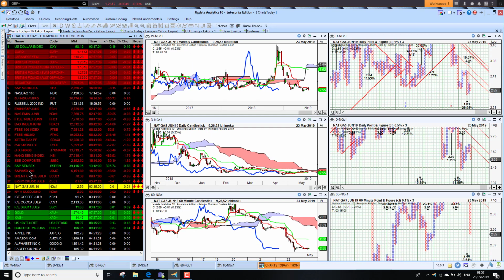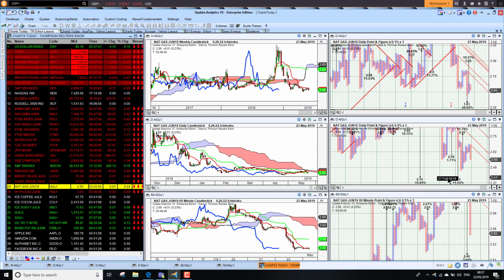US nat gas sitting at $2.55, so teetering along, just edging lower all the time, and we do still have these targets of 214, 225, and if we broke to new lows, 183. So really quite concerning there.